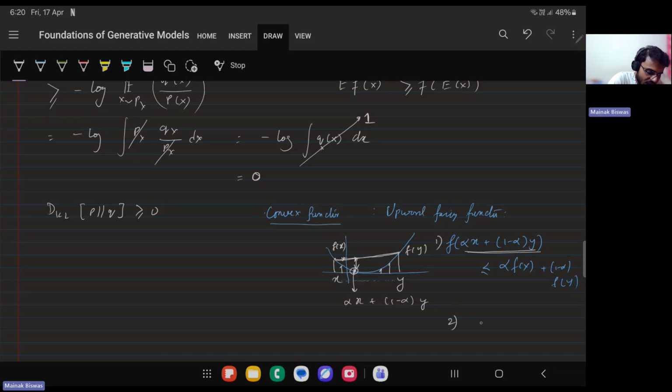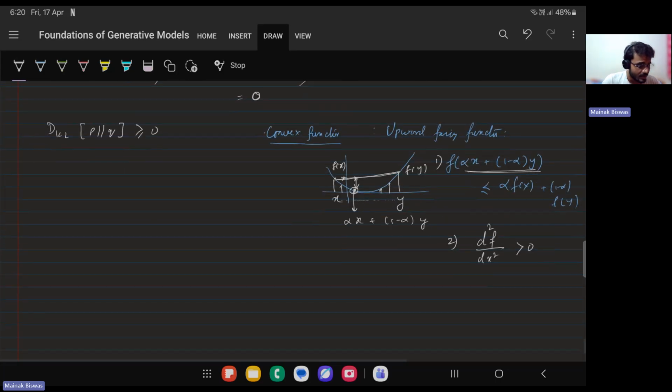Or the second property is that the second derivative of this function is greater than 0. You can clearly see it's an upward facing function. If it's an upward facing function, the second derivative is always greater than 0. We know it from elementary calculus.